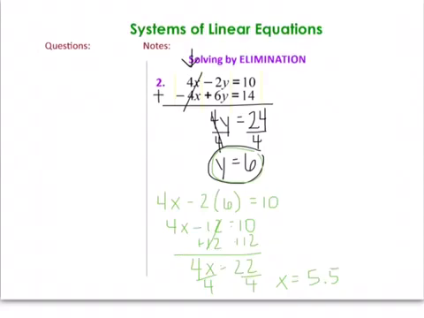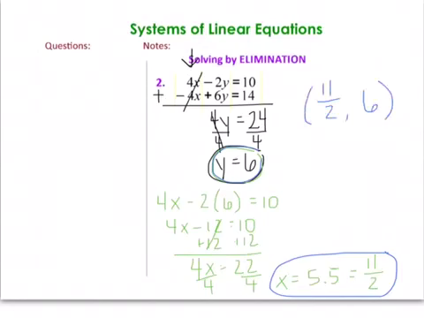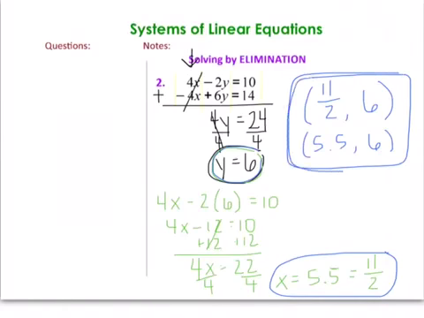You can leave it as a decimal, or you can change that to 11/2. Either one I'll be okay with. So this is what x equals, and this is what y equals. So my solution is 11/2, 6, or 5.5, 6. That's the point that these lines intersect at.